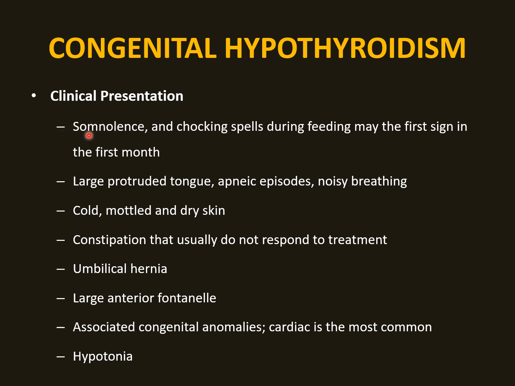Continue with the clinical presentation. Somnolence, choking spells during feeding may be the first sign in the first month. Large protruded tongue, apneic spells and noisy breathing, cold, mottled and dry skin, constipation, umbilical hernia, large anterior fontanelle, associated congenital anomalies, cardiac is the most common, and hypotonia.